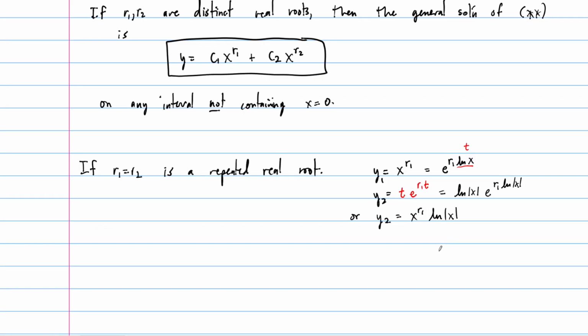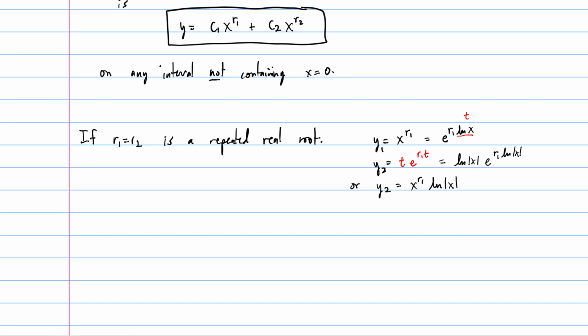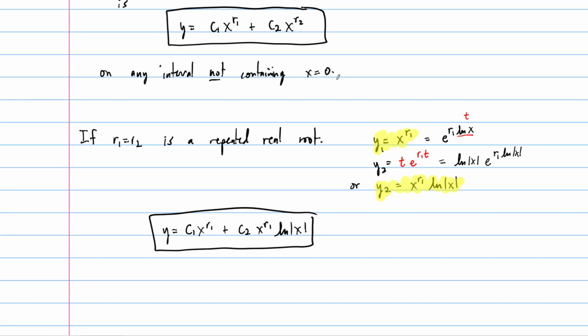So those are the two solutions now. The two solutions are y1 is x to the power r1, and y2 is x to the power r1 times the natural log of x. So now our general solution is going to be y equals c1 x to the r1 plus c2 x to the r1 times the natural log of x. And again, this is going to be the solution on any interval that does not contain x equals 0.